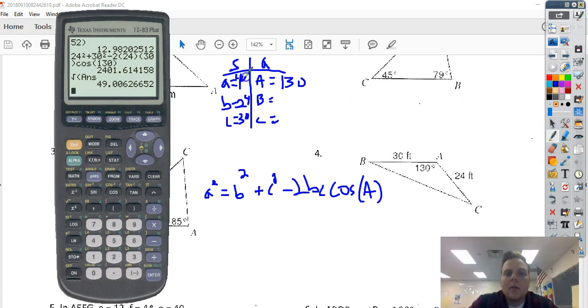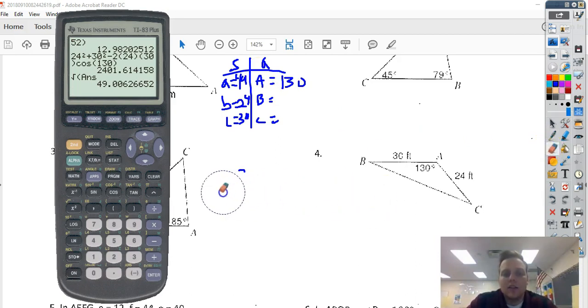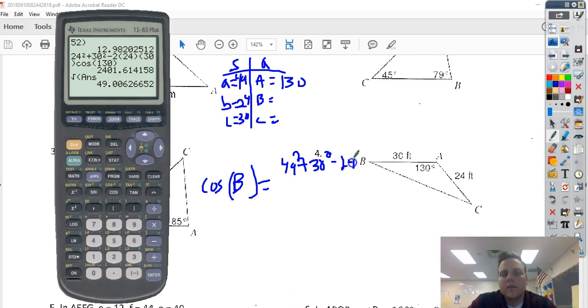Now I'm going to use the fact that I know all three sides. And now you have a pair of opposites. So if you prefer the law of sines, you could use it to find this missing angle. I like the law of cosines, so I'm going to use that. To find angle B, cosine of angle B is equal to 49 squared plus 30 squared minus 24 squared, all divided by 2 times 49 times 30.